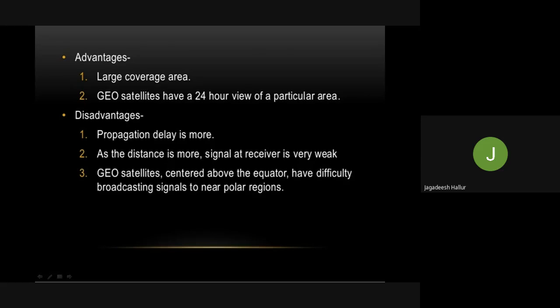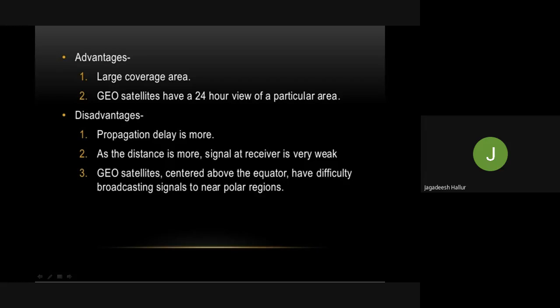Second advantage: geostationary Earth orbit satellites have a 24-hour view of a particular area. It means one satellite will cover 1/3 of the Earth. Whatever area it covers, that satellite has a view of that particular area itself. There are mainly three satellites. One satellite will cover 1/3, and it is fixed only on that particular area.